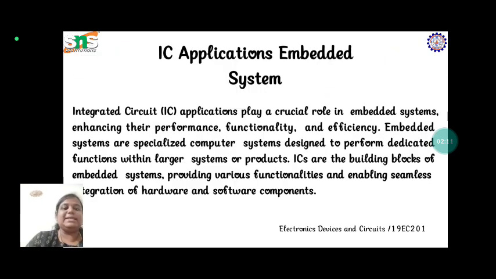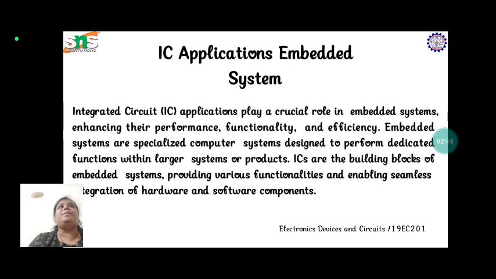Already I said what integrated is. ICs, integrated circuits, play a critical role in embedded systems, enhancing their performance, functionality and efficiency. While using an embedded system, the accuracy is high and the specification is high. Before, we had a system, most of the time a computer system, with a CPU, a keyboard and a monitor, on which we can do all the applications we need.